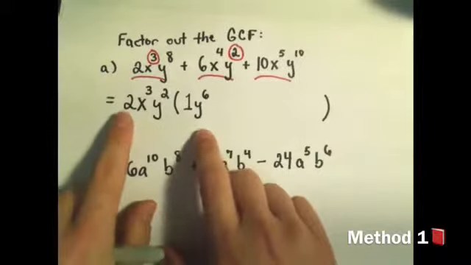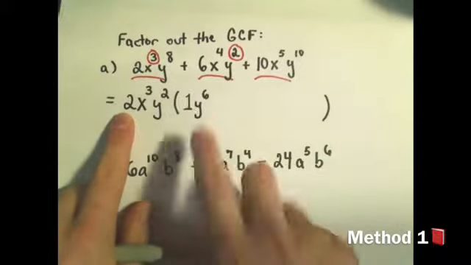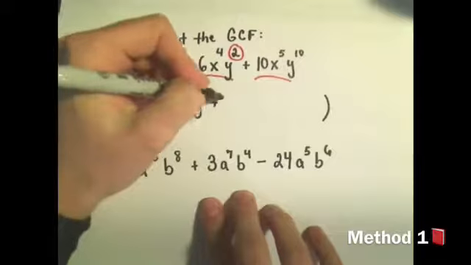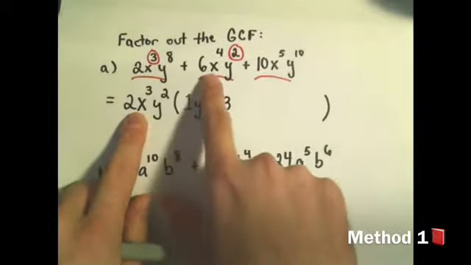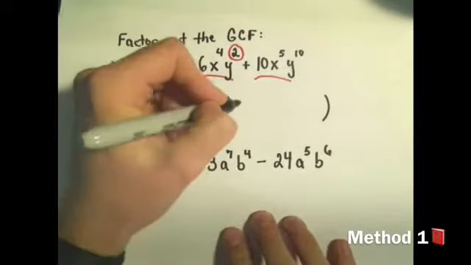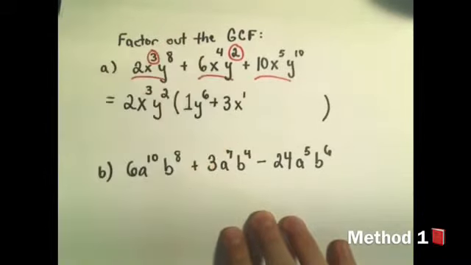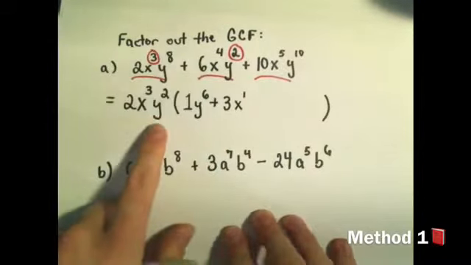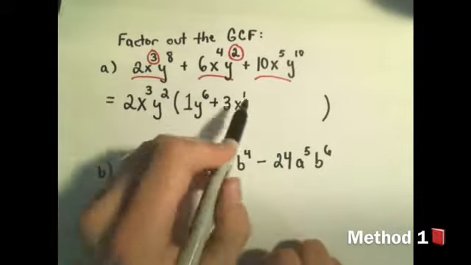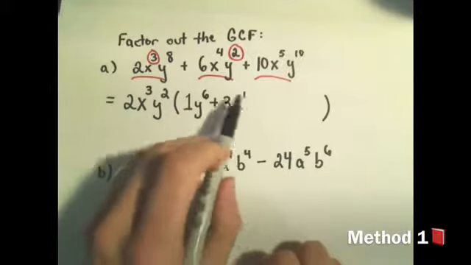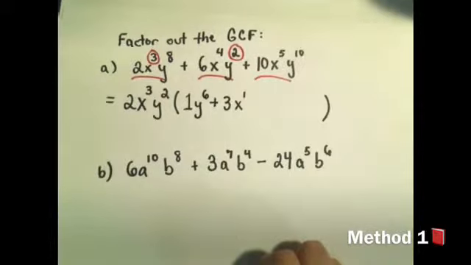And then I just do the same thing. I think 2 times what is positive 6? Well, I would need a positive 3. I think x to the third times what would be x to the 4th? Since we add exponents, we would just need an x to the first. And y squared times 1 would be y squared. I don't write the times 1, because it's going to be the same thing as 3x to the first anyway.